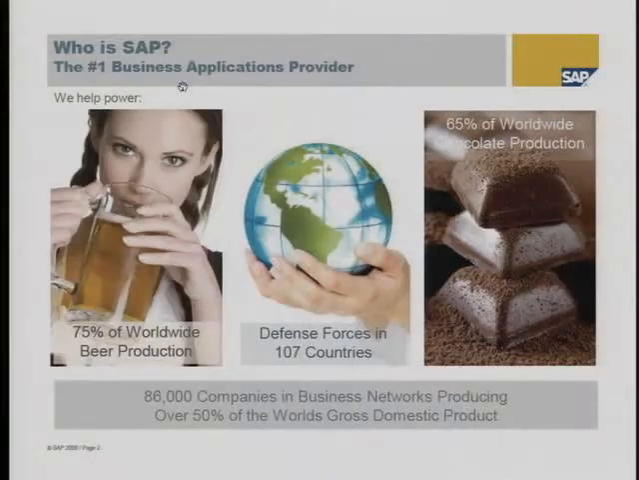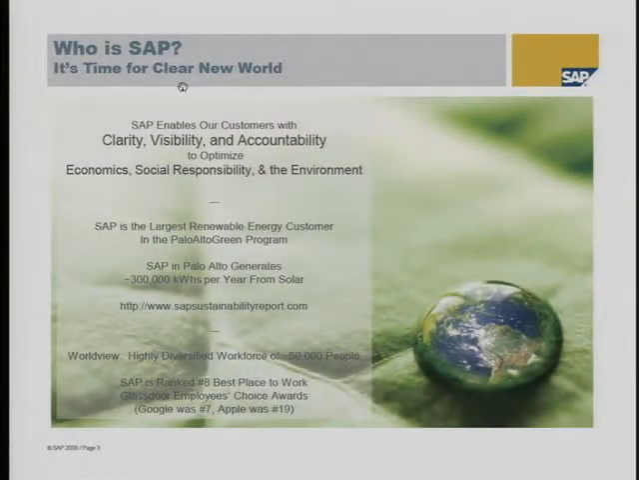We help power 75% of the world's beer production. We help power 65% of the world's chocolate production. If you have bought a song on iTunes recently, you touched an SAP system. Because we sell things from the core, like general ledger, human capital management, master data management, to business intelligence software, we touch everything. Because of that, we have a great opportunity to bake in processes that help our customers run more sustainable businesses, and that's a great opportunity and a responsibility that we take very seriously.